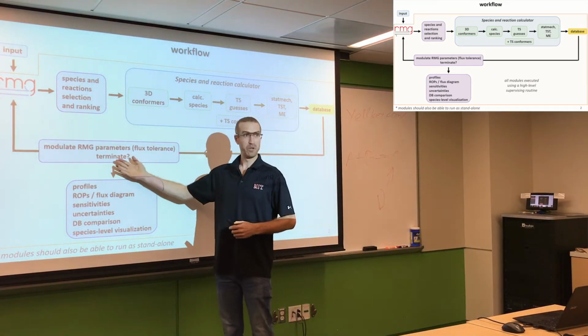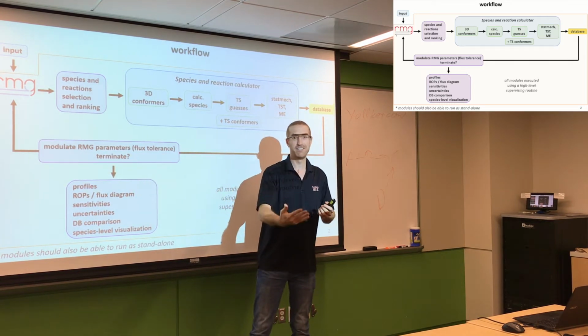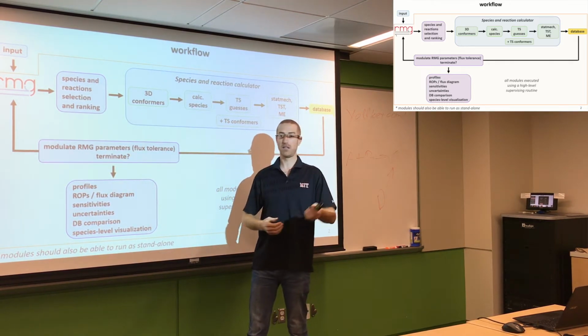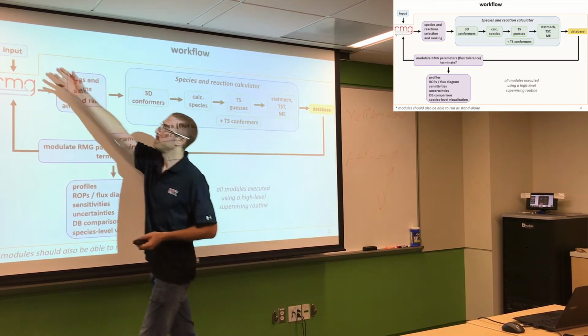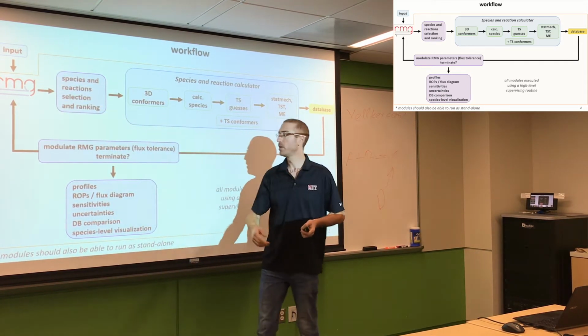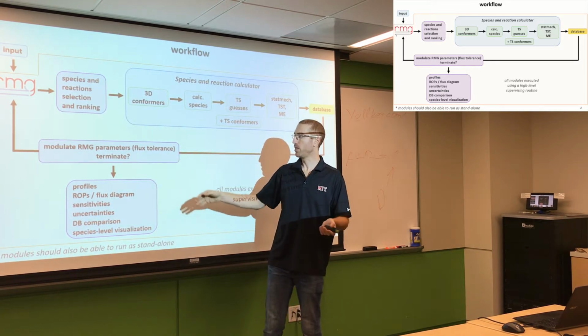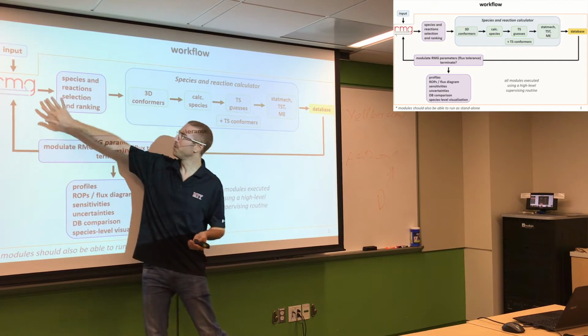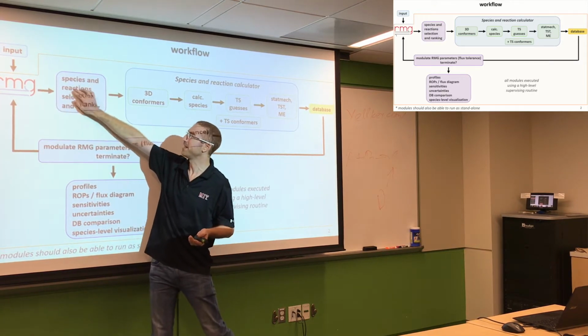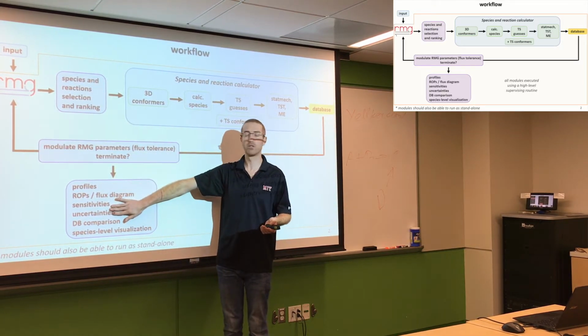Then, if we're doing automated things, let's automate the analysis as well, so we can get profiles. If in the input file we specify which observables we care about, that's easy, right? So let's automate that. Flux diagrams, sensitivities and uncertainties should really also be here in the selection criteria, but also reported at the end.